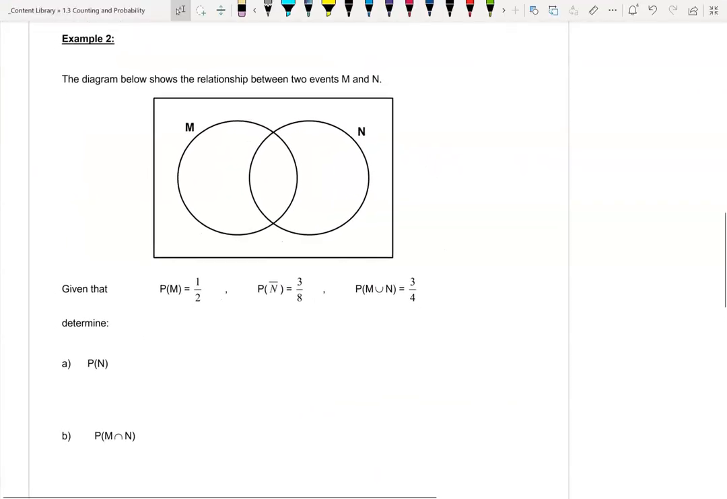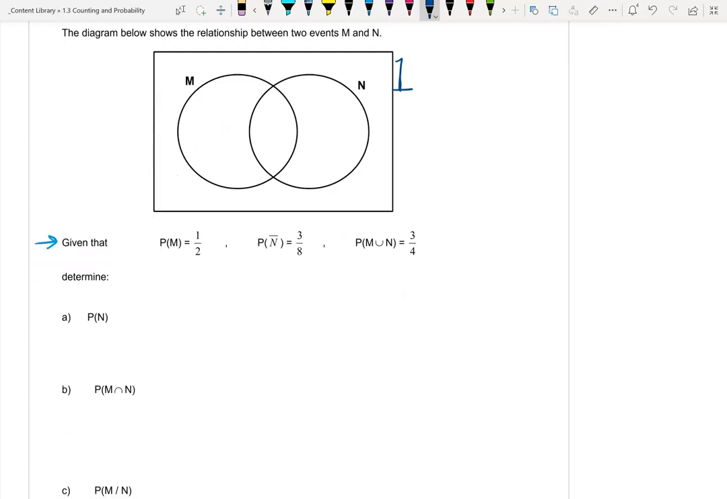So in example 2, we have a situation where we're given some probability values. So we've got 2 events, M and N. We're told the probability of M is a half, the probability of not N is 3/8, and the probability of M union N, or M or N, is 3/4. So let's use a Venn diagram to represent the information we've got so far. Because we're given probabilities, the universal set here will be out of a total of 1.